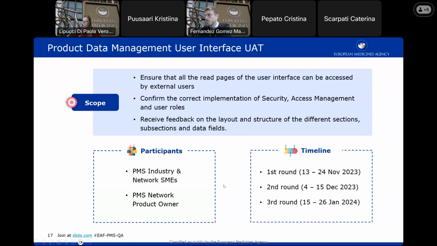The participants that we are involving are our PMS industry network SMEs, we have a total of 4 industry SMEs and 4 network SMEs, but also our network product owner will be participating and providing us feedback. The timelines that we foresee are the following on this box on the right side.